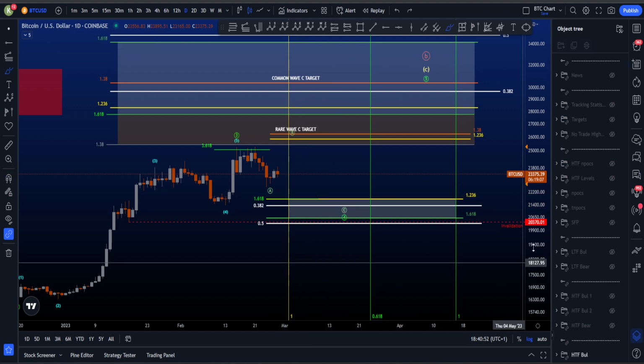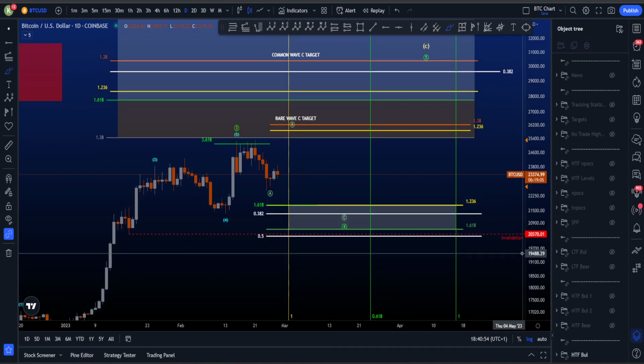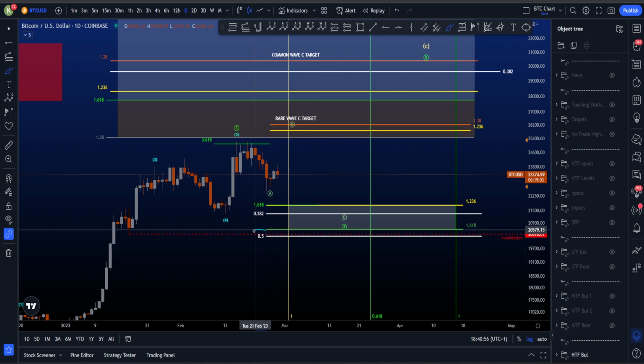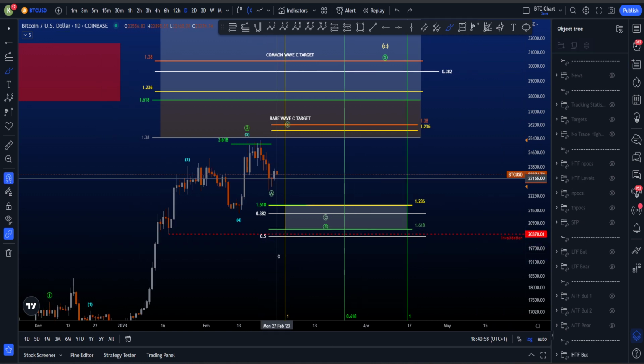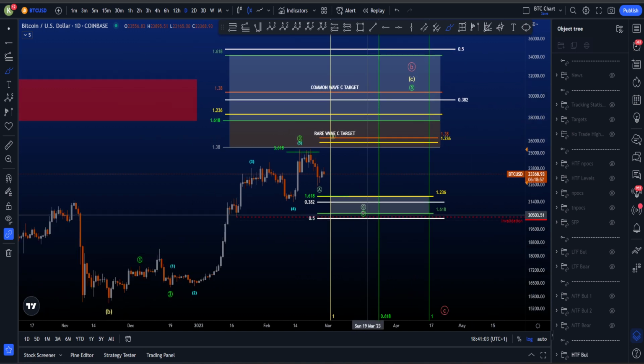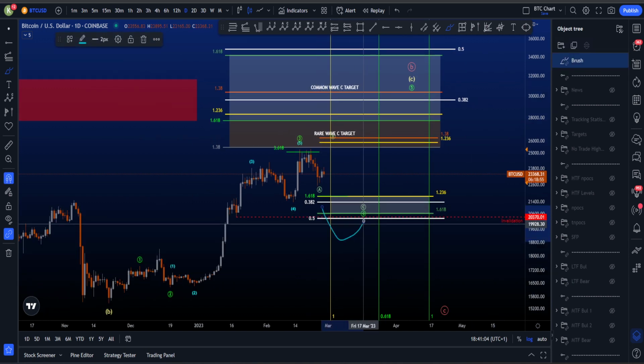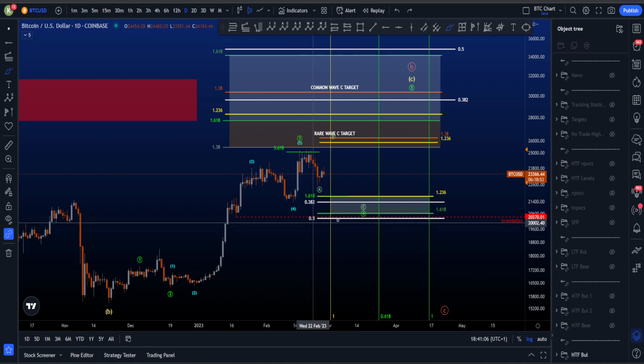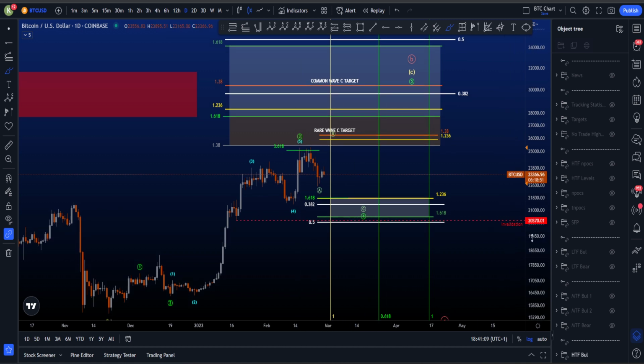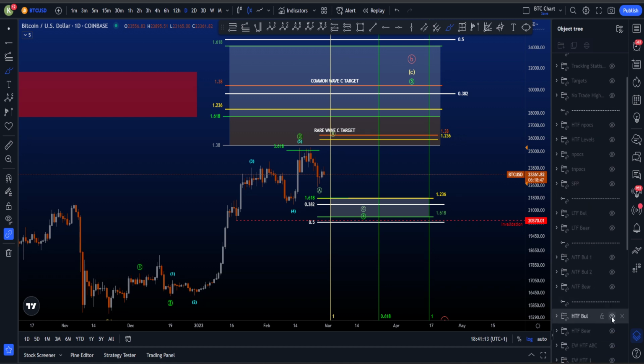Now the invalidation of this scenario is at about 20.3k because once price goes below the 0.5 Fibonacci, it tends not to be a wave 4. So if price goes down over here, then wave 4 can be invalidated and therefore the invalidation I have is at about 20.3k. Now this is the bullish scenario.